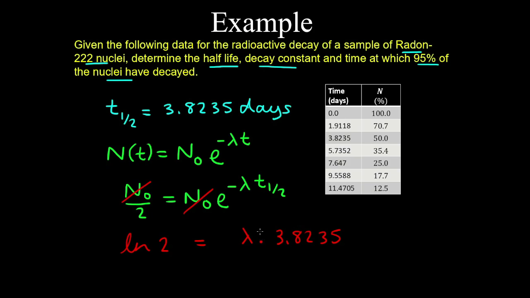we can solve this equation, which gives the decay constant being equal to 0.1813, and given our time is in days, and this term's dimensionless, then the decay constant will be in units of per day.